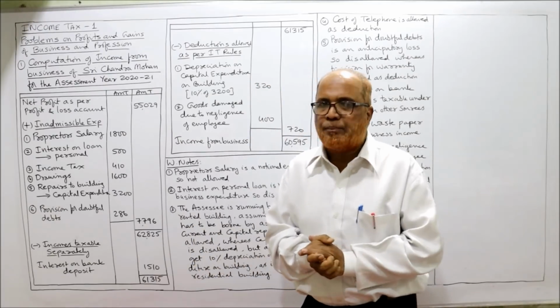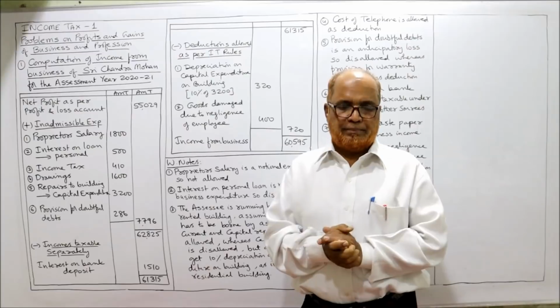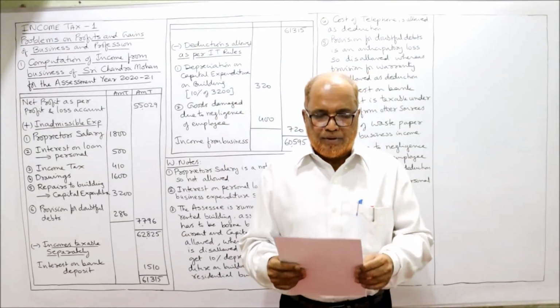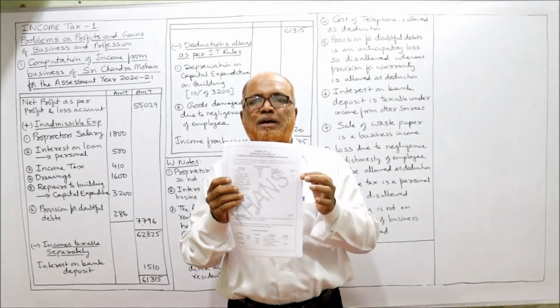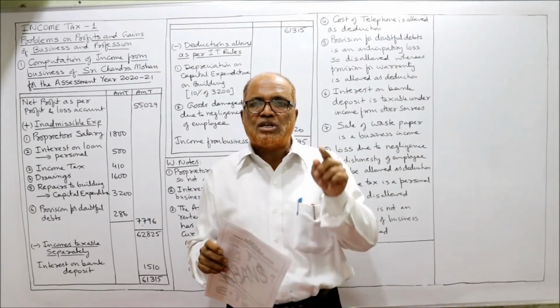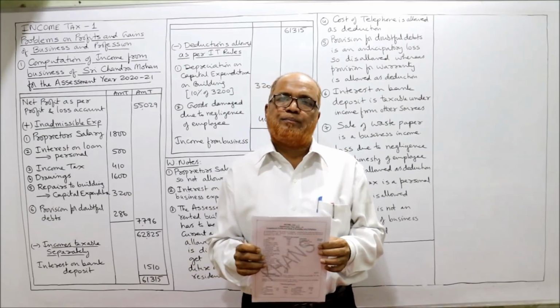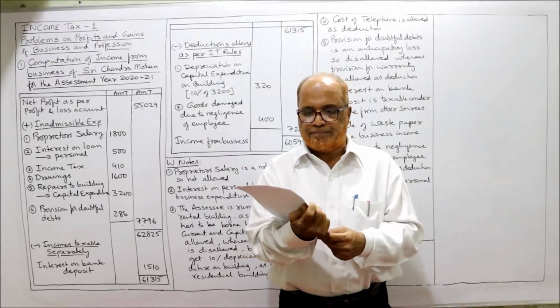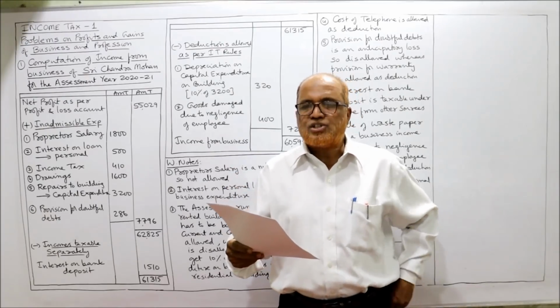Now I'm going to start the problems on PBGP, that is, profits and gains of business and profession. Before starting the problem, I expect my viewers to have a printout of the problems which I have given in the link under my description. So take a printout and keep it ready before watching the problem. Now see the first problem.